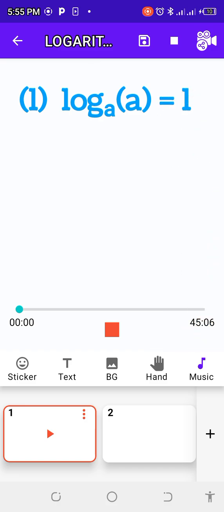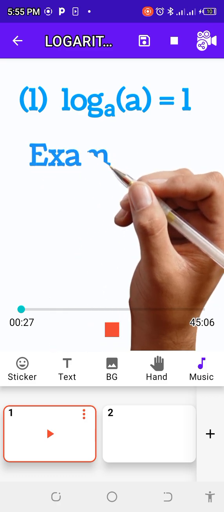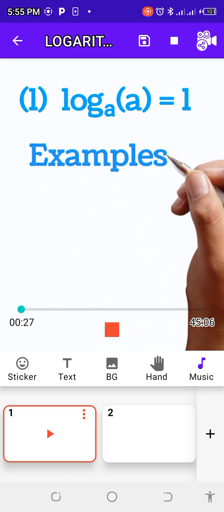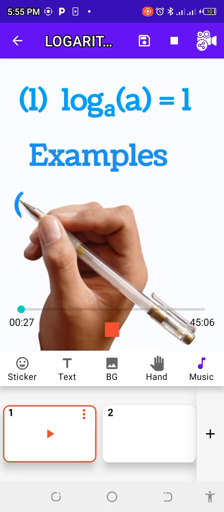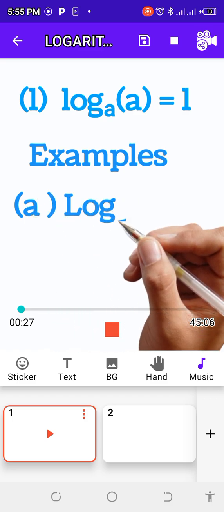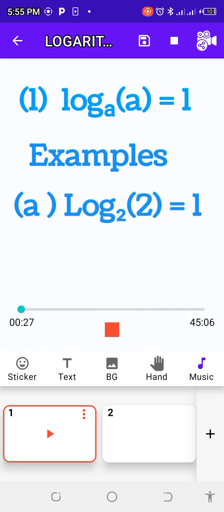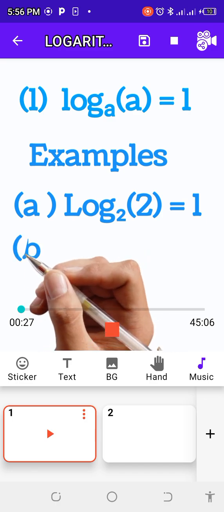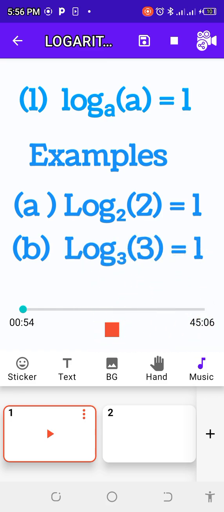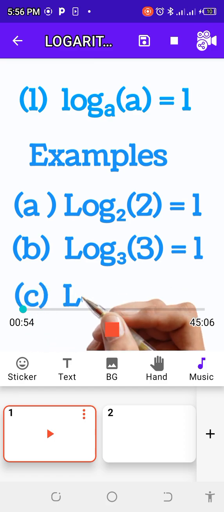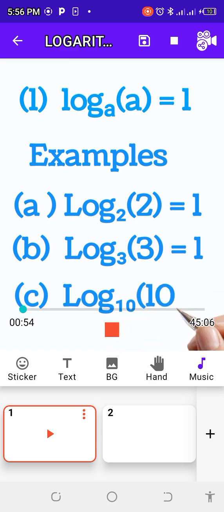The log of the base is equal to 1. That is, log A base A is equal to 1. Take down the following examples. Example A, log 2 base 2 is equal to 1. Example B, log 3 base 3 is equal to 1. Example C, log 10 base 10 is equal to what? 1.